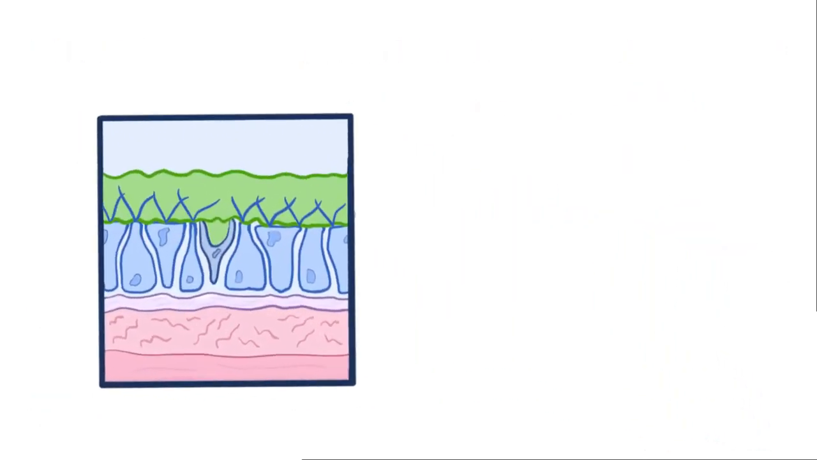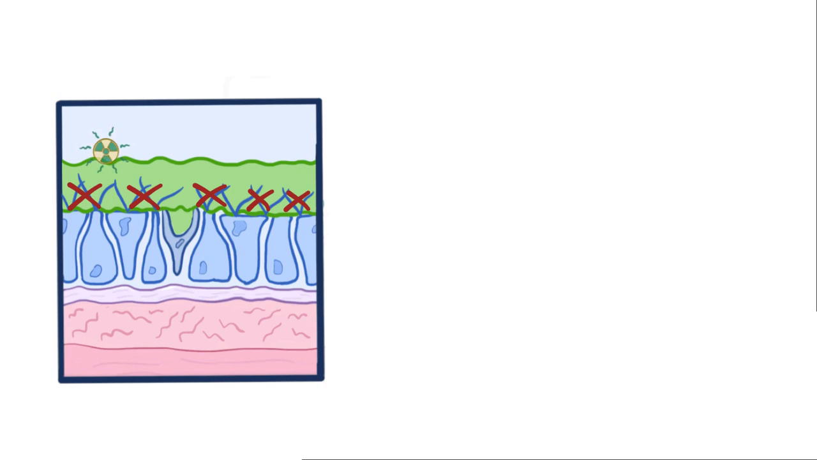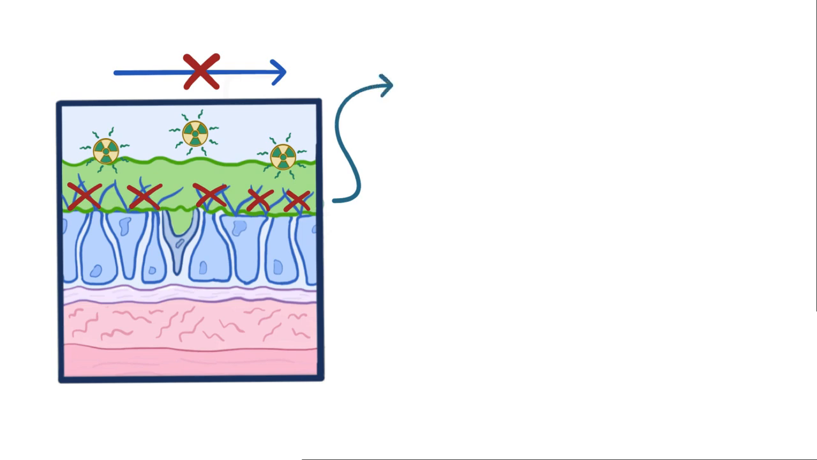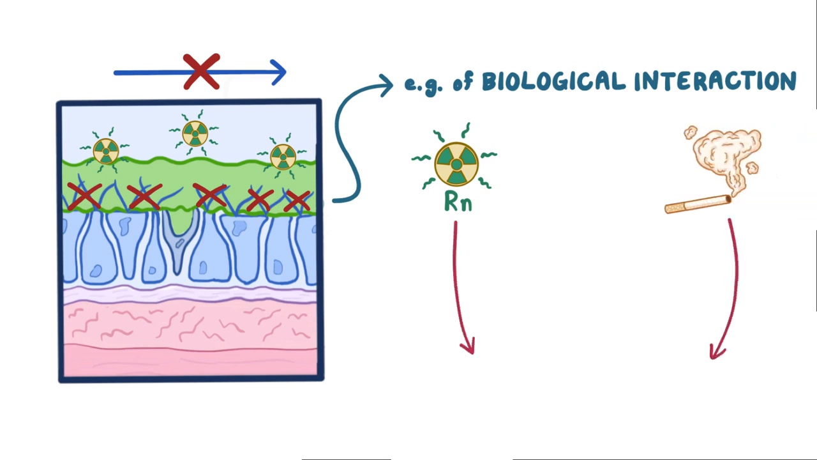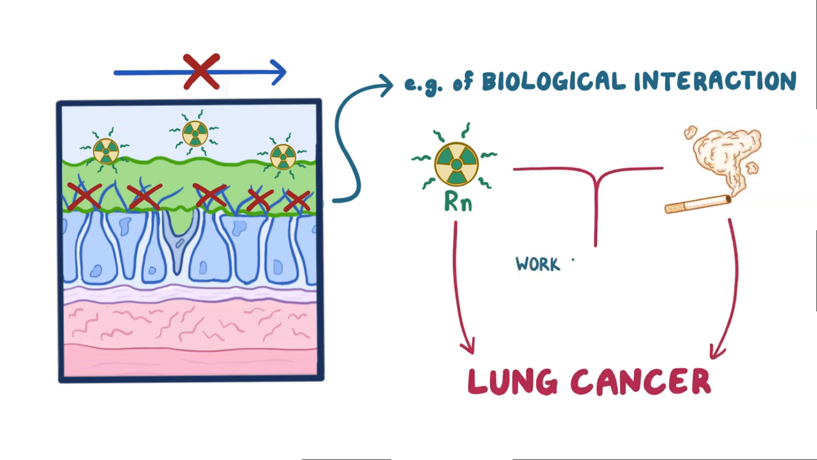Damaged cilia is a big problem for people who are exposed to high levels of radon because the lungs can't get rid of enough radon-containing dust. This is an example of biological interaction because even though radon and smoking can both separately cause lung cancer, they also work together to amplify the risk.